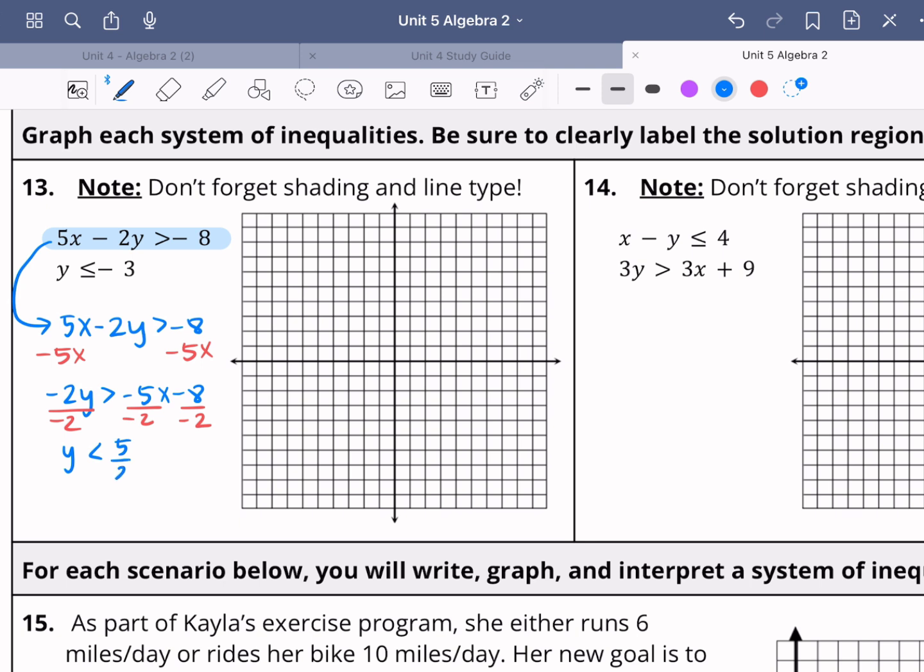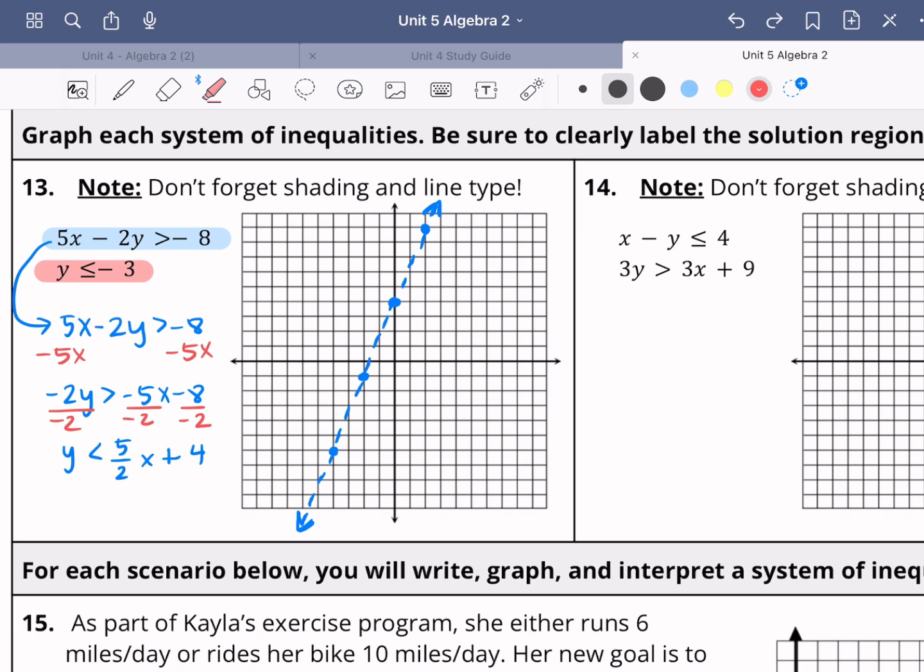So I've got 5 halves x, it's positive since it's a negative over a negative. Same with this second term here, we get positive 4. So my y-intercept is 4. I'm going up 5 over 2. And before I connect these, I want to make sure whether it should be solid or dashed. Because this symbol does not have the equal bar, this one is going to be a dashed line.